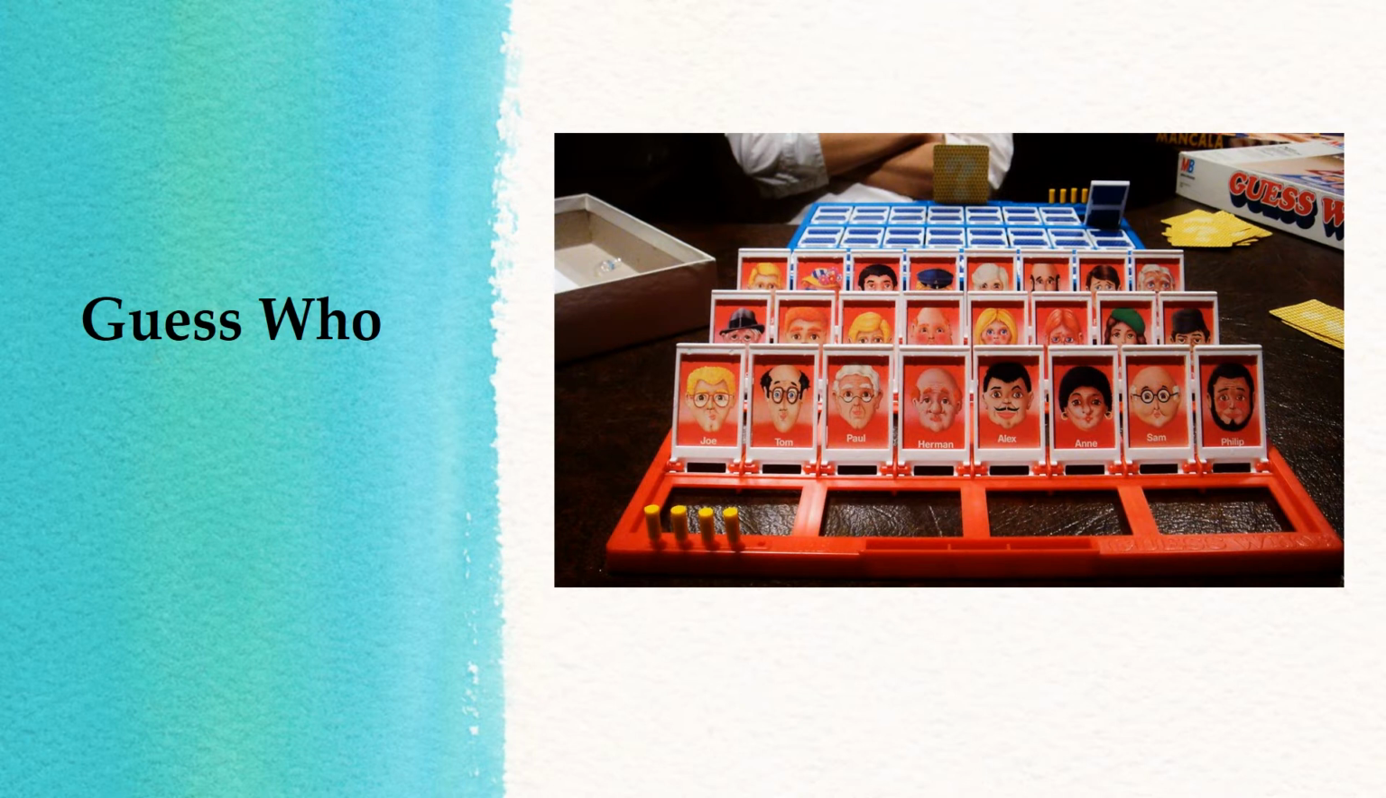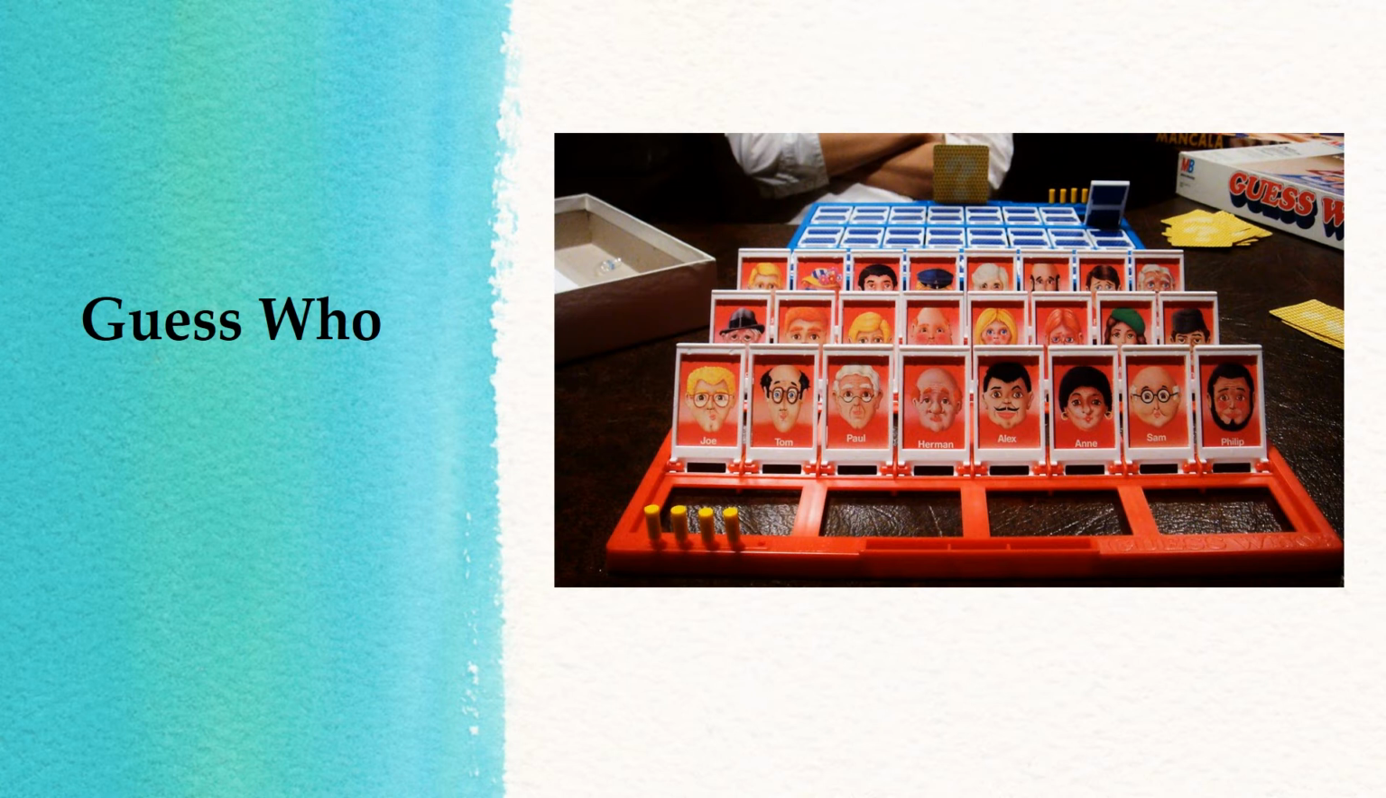Silently in your mind, you're going to pick one of these as your person. The partner that you're playing with is also going to pick a random person. Keep that in your mind. Do not let them know who you picked. Then you're going to trade back and forth with one question that needs a yes or no answer. You're trying to figure out which person they picked.